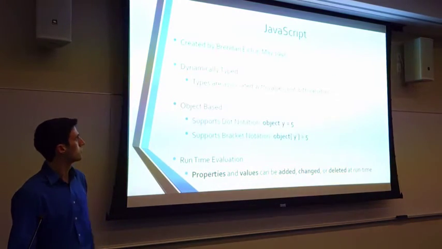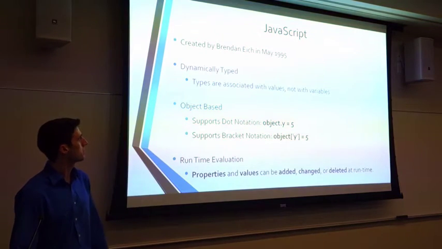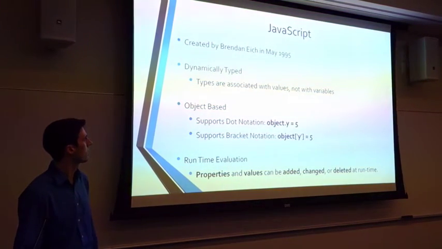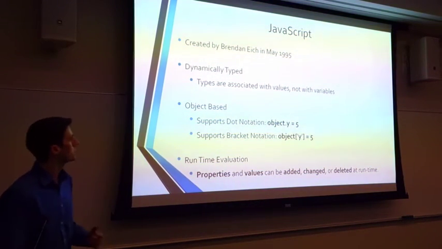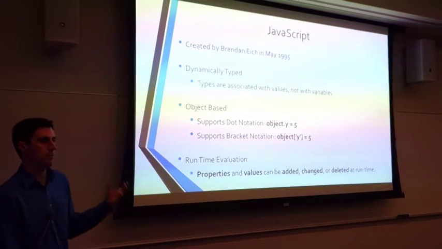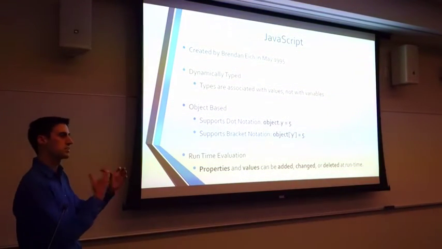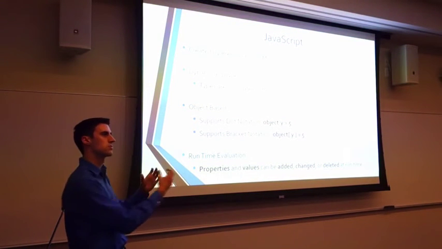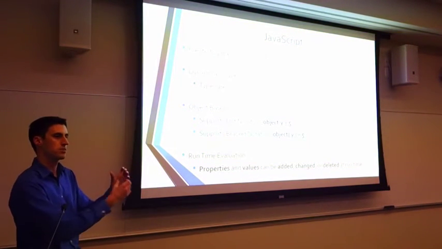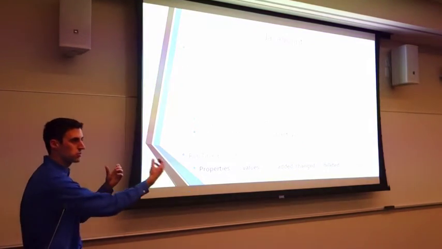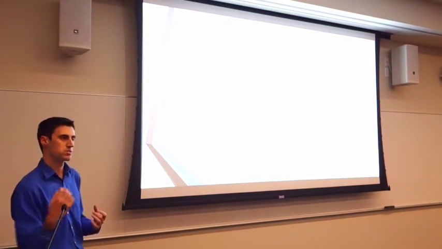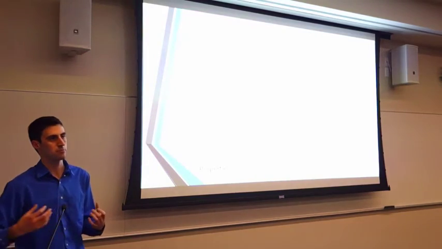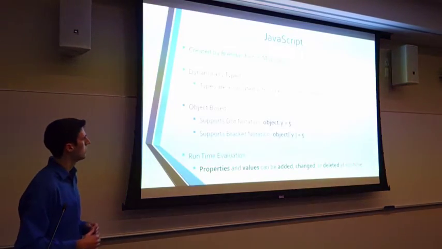So just a brief overview of JavaScript. It was created by Brendan Eich in May 1995. It's dynamically typed, so instead of having variables that you assign a type to, like an integer, you assign it to the values. Whatever variables you have, you can assign text to it, and later on in the program you can assign a number to that same variable, things of that sort.